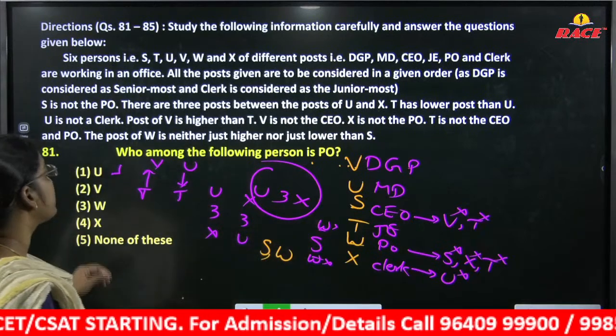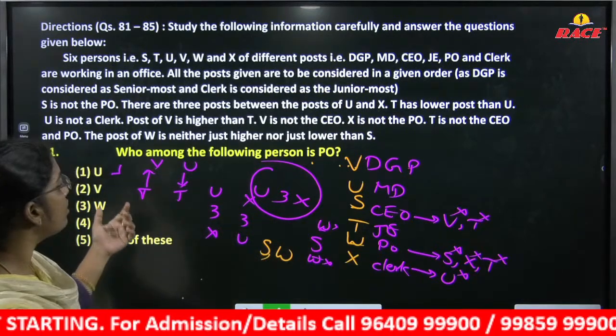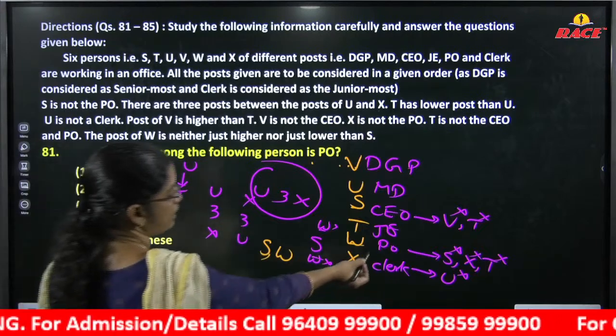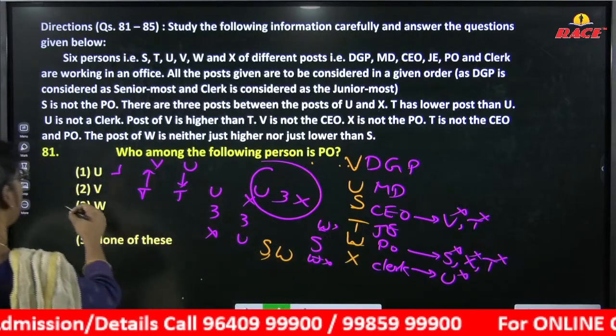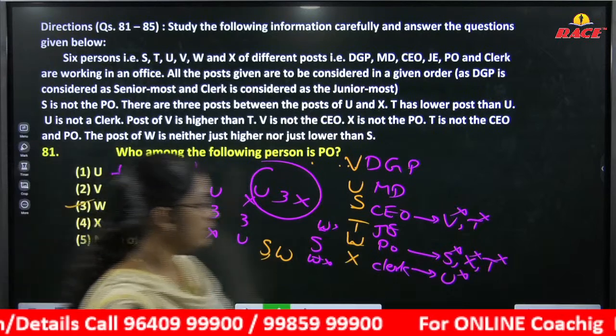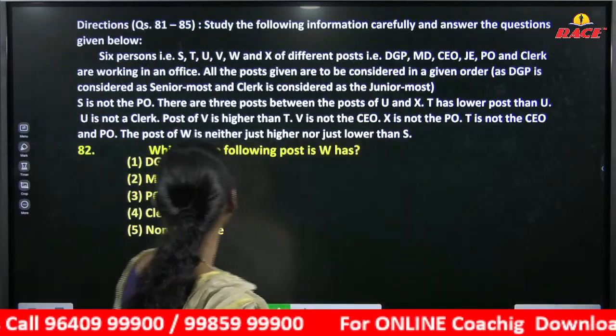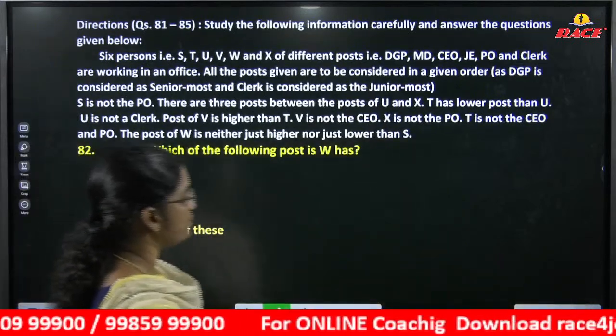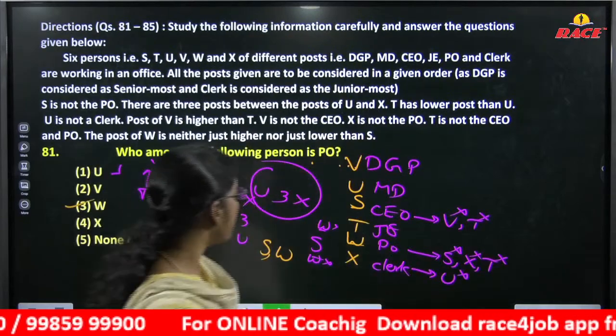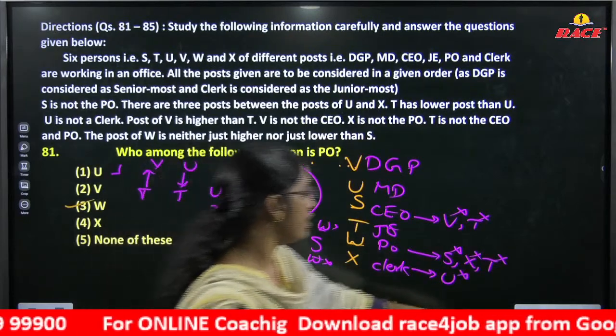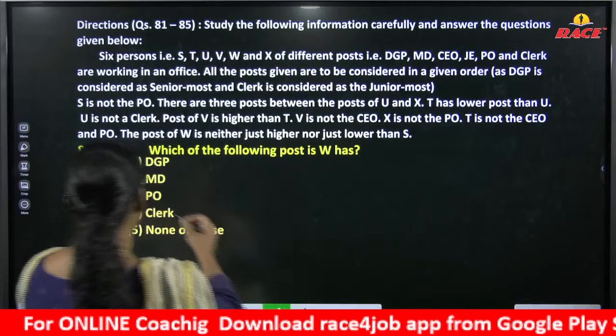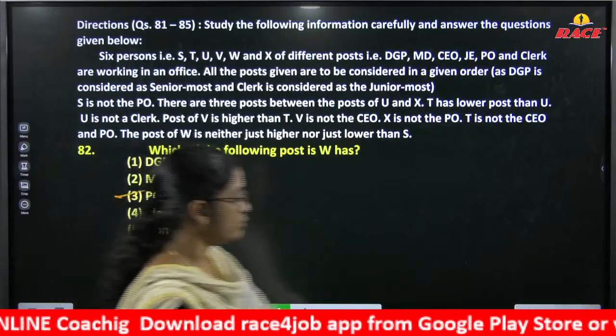Yes, here our question is: who among the following persons is PO? W is PO. Then go to the next question. Which of the following posts does W have? W has PO. Then our answer is PO. Then go to the next question.